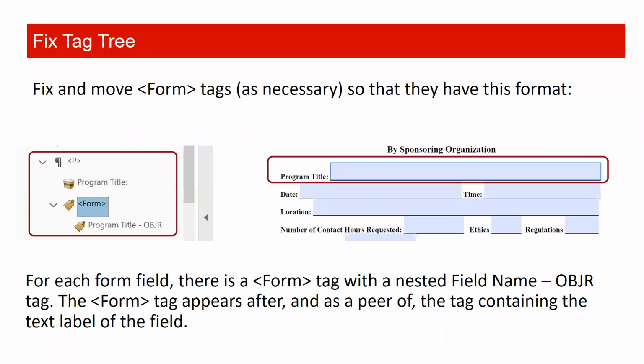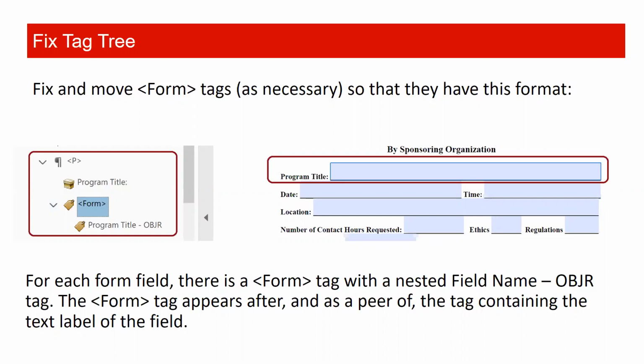When it comes to form tagging, the most important thing is to ensure that your form tags have this format. So for each form field, there is a form tag with a nested field name OBJR tag. So the form tag appears after and as a peer of the tag containing the text label of the field.